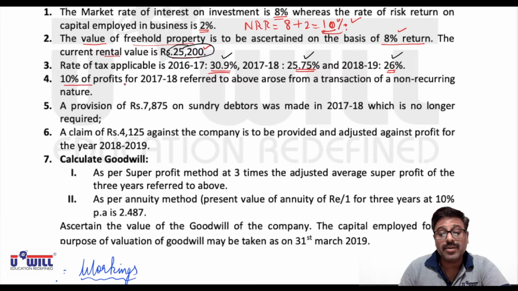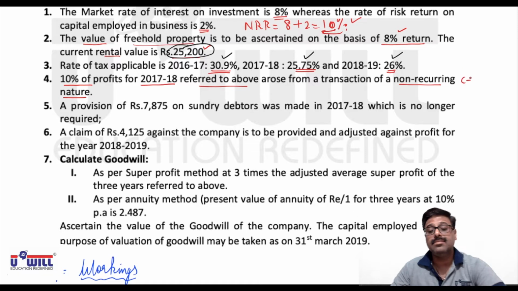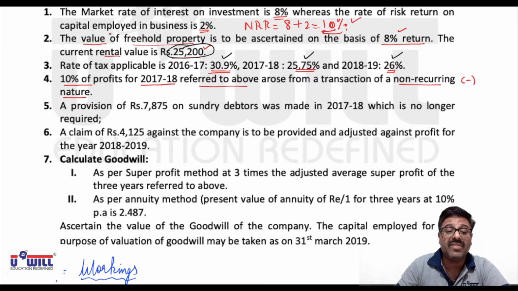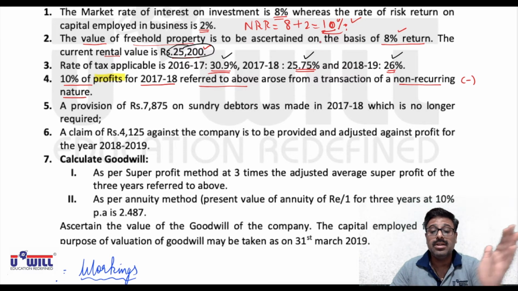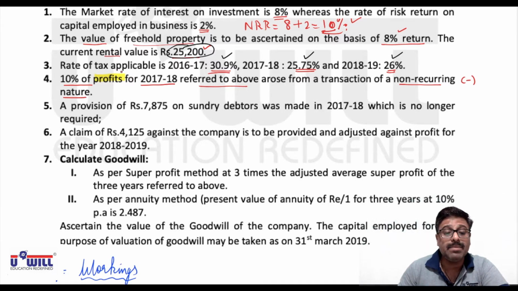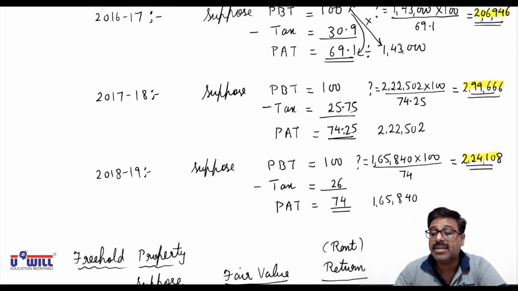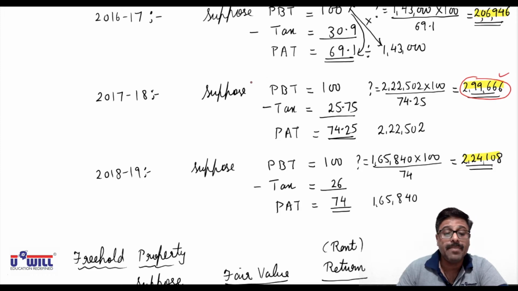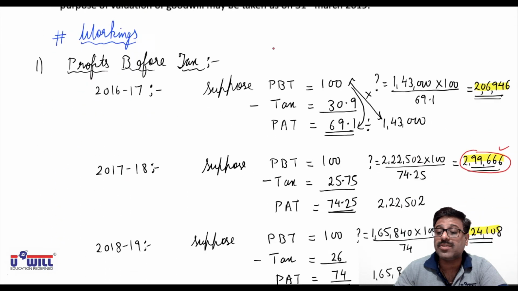10% of the profits of 17-18 referred to above arose from a transaction of non-recurring nature. Non-recurring means that profit is not expected again in future, so we have to minus it. If you remove that amount from the profits, the profit will decrease. And 10% of 17-18 means we will take 10% of 299,666, that is the profit before tax.